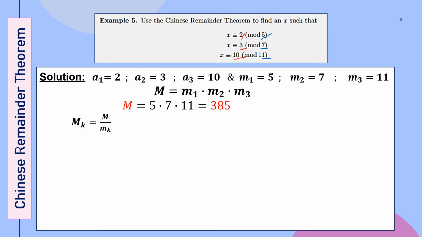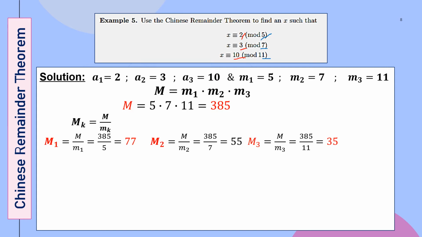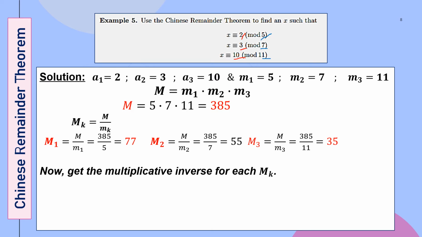Then we will get the value for this one. M sub k equals the class modulo over m sub k. So first, M sub 1 equals M over m sub 1, the class modulo over the first modulo from the original congruences. We have 385 over 5, which is 77. For M sub 2, we have 385 over m sub 2, which is 7, and we get 55. And for M sub 3, we have 385 divided by 11, which is 35. We will be using 77, 55, and 35 later on.